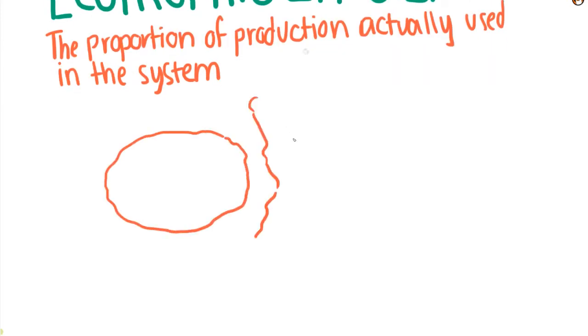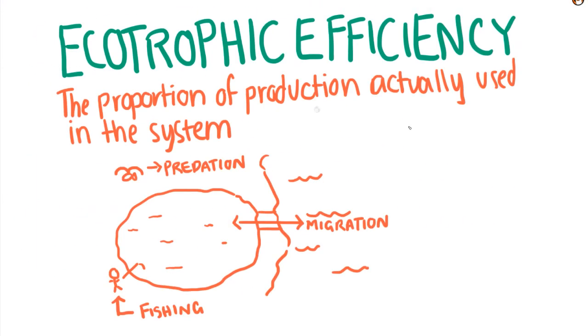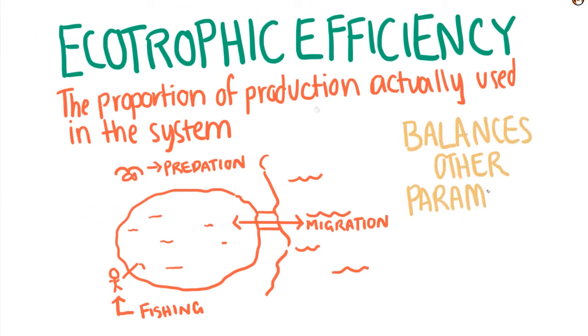Since almost no system is truly closed, with production lost via migration, fishing, or predation that brings the biomass outside of the ecosystem studied, this value helps to balance the lack of precision in all other calculations.